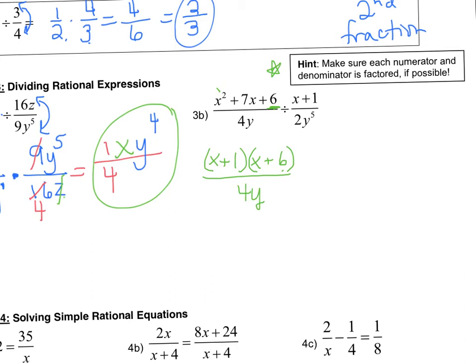Now, since this is a division problem, I'm going to flip it over and multiply. So I'm going to multiply by 2y to the fifth on top over x plus 1 on the bottom.